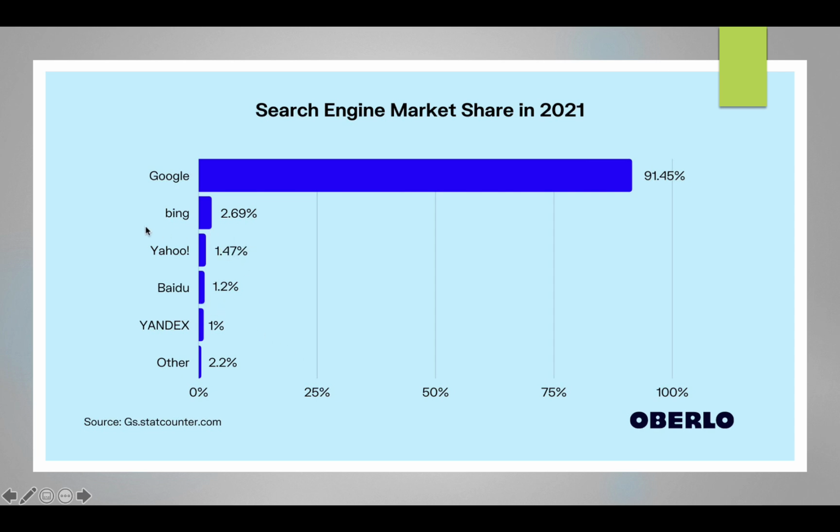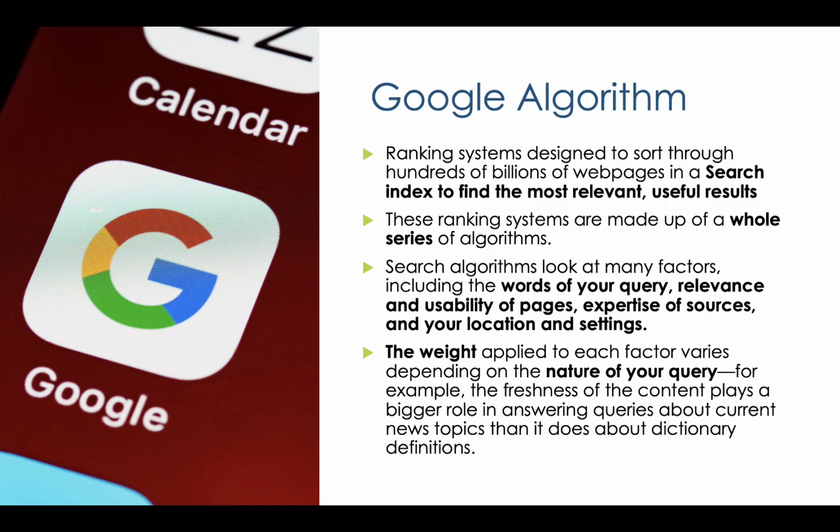Bing and Yahoo obviously are not growing, but Baidu and Yandex are growing in popularity, though they still don't have the reach that Google does. So that is why we as marketers look at the Google algorithm.